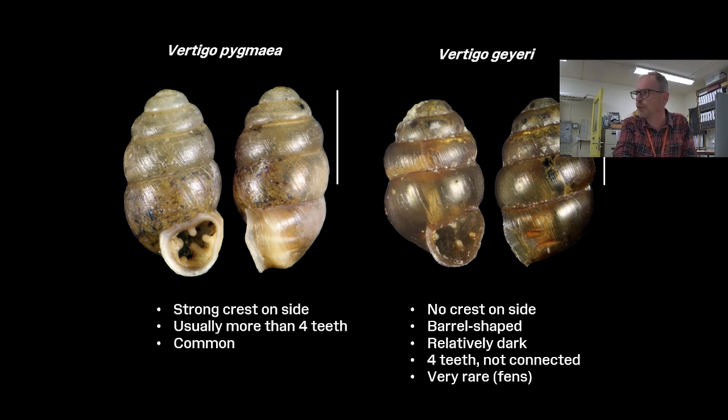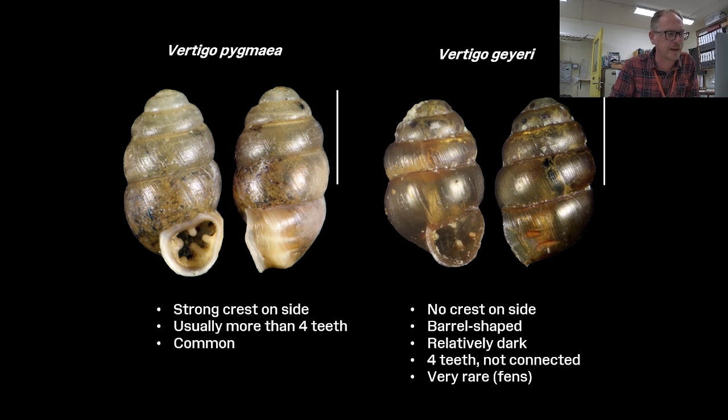I'm not sure if I've got a pointer. No, I haven't got a pointer, but if you look at the side of the shell, you can see there's a kind of white stripe down the last whorl of the shell there, and that's quite a strong crest or rib, which you wouldn't see in Vertigo geyeri. I hope you can see that the pygmaea has got 5 teeth, I can see there, whereas the geyeri's only got 4, and they're not connected to one another by another part of the shell. They stand alone because they're quite small.